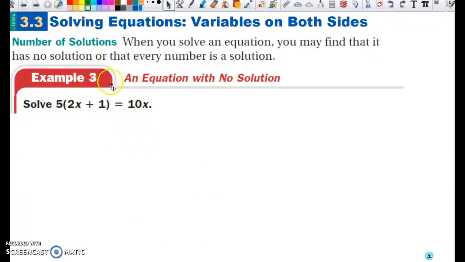All right, here's another example. This is the interesting part. There are some times where you try to solve an equation and you actually get something that doesn't make sense. So we're doing an equation that does not have a solution. What that means, there's no value of x that I could plug in to both places to make this equation true. Let's take a look why.